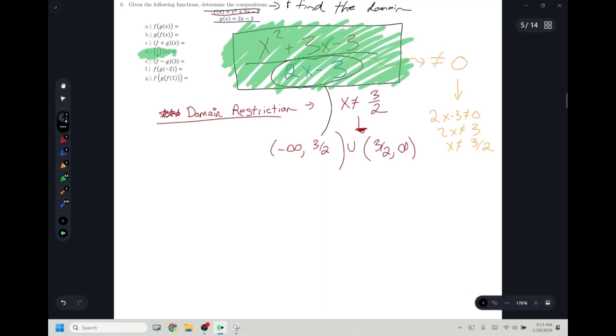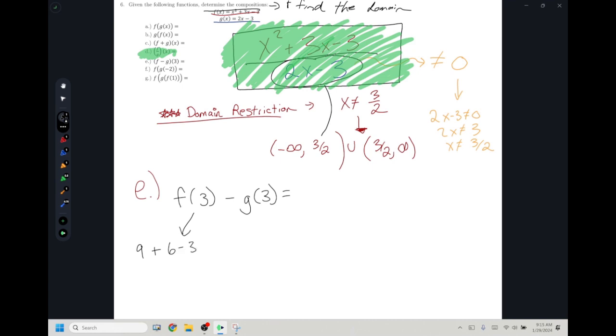But for E, I think I always just plugged and chugged first. So for E, I think I always just did f of 3 minus, this would be E right here that we're doing, minus g of 3 equals, and then you got to go actually find those things. So f of 3 looks like it's 9 plus 9 minus 3. Minus, and then g of 3 is 6 minus 3, which is 3. Maybe do it a little prettier.